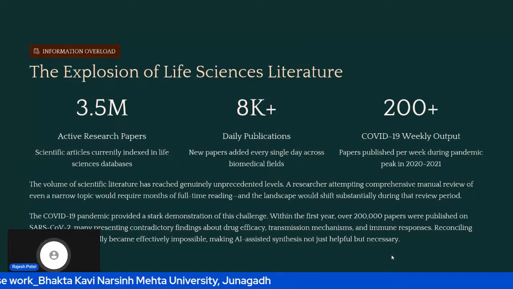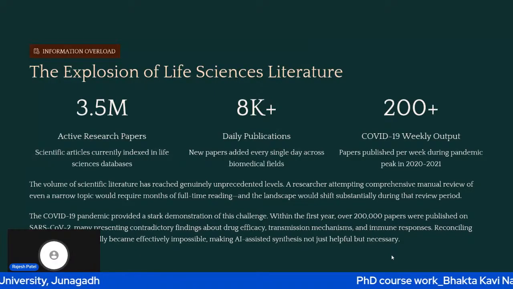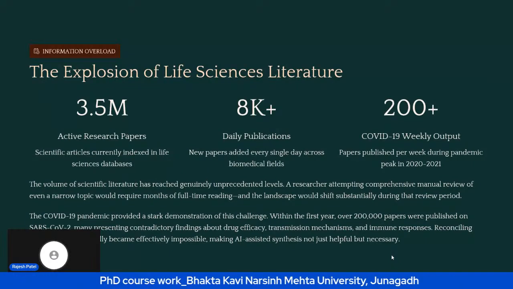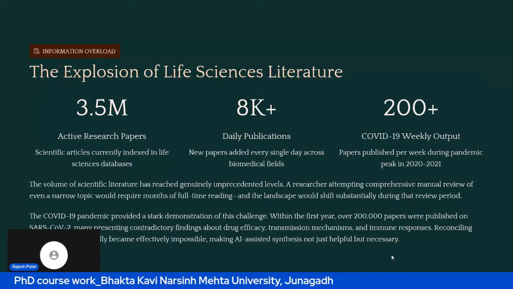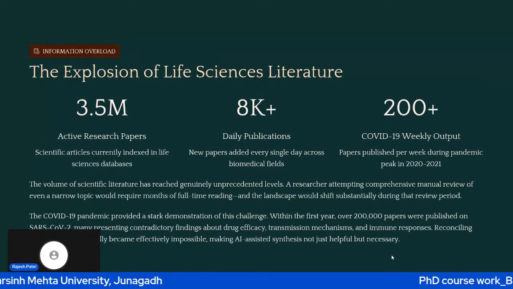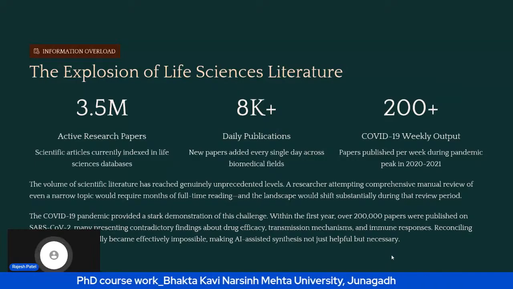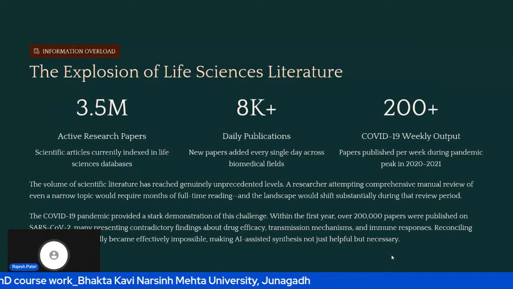Now, coming to life science currently, there are more than 3.5 million active research papers. This number is even higher in chemical science, and to a certain extent moderate in computer science and others. Daily, more than 8,000 new publications are coming. And typically in the COVID-19 pandemic era, every day 200 new publications were coming out.